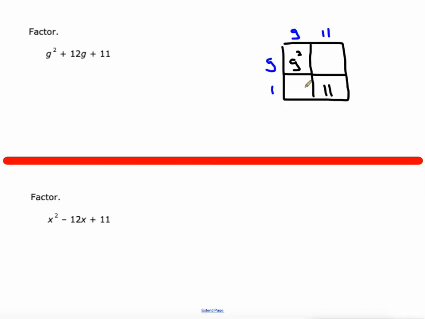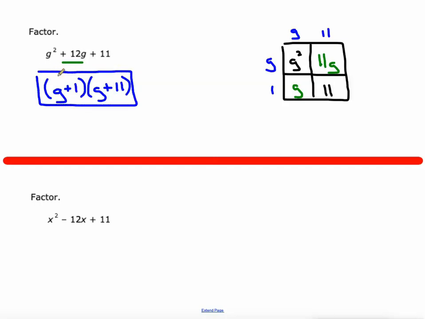Now that we have those dimensions, we can fill in these missing pieces. g times 11 is 11g, and g times 1 is 1g, or just g. And just like I said, those two pieces add up to 12g. So here's our factorization. It's our length, g plus 11, times our width, g plus 1. It really doesn't matter which order I list those in, but length times width is our factorization, as opposed to this trinomial, which is our area.